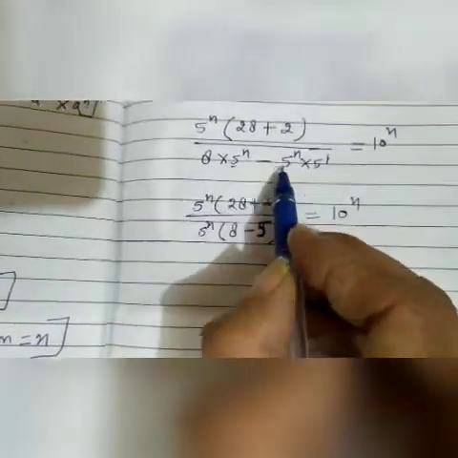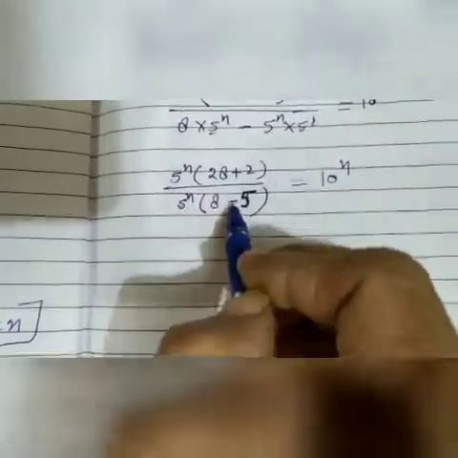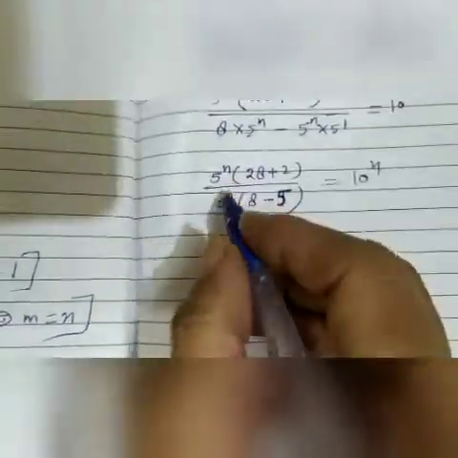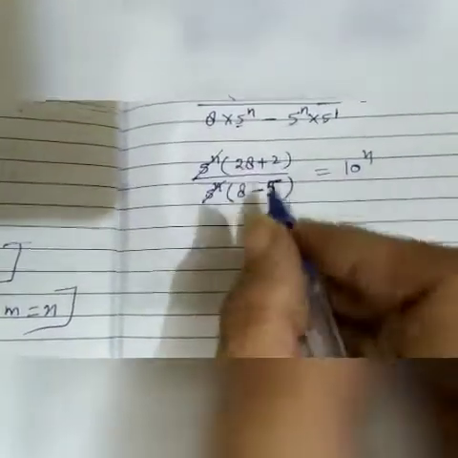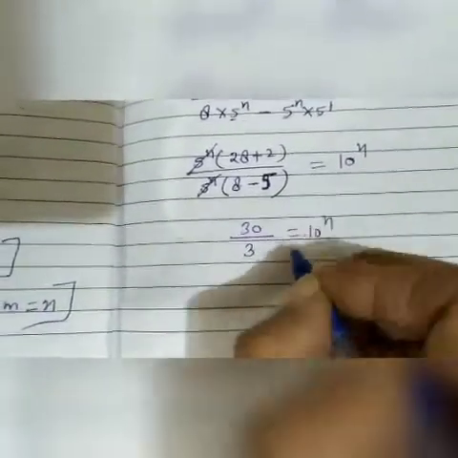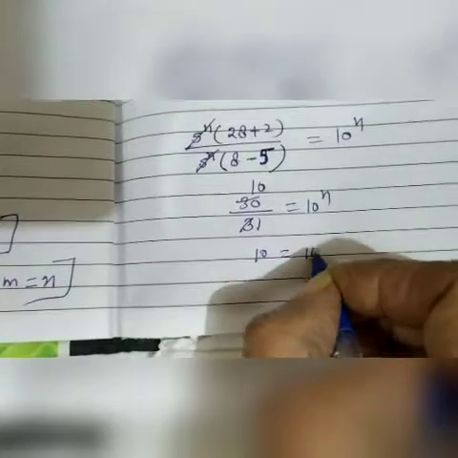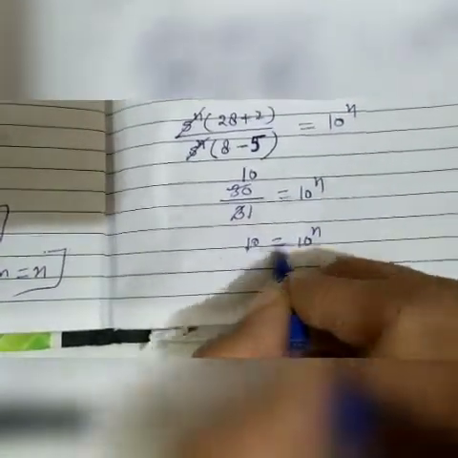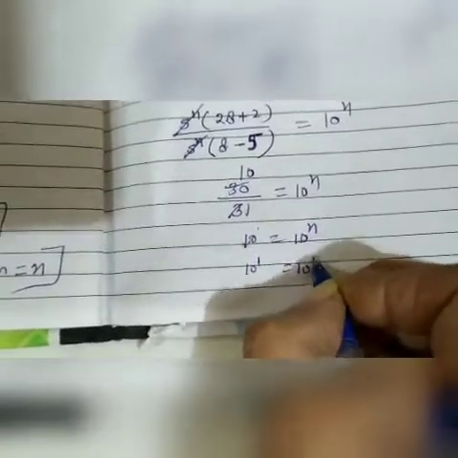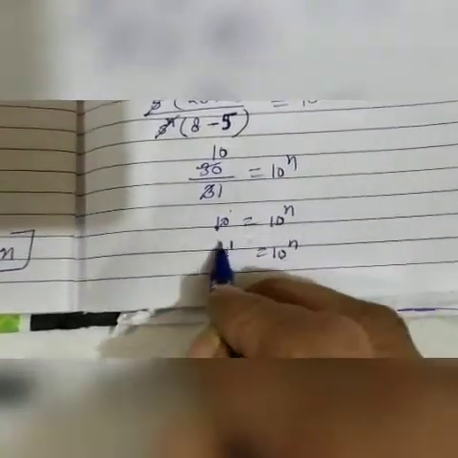See, 5^n is taken common. From the first term what is left? This 8 is left minus this 5^1, and 5^1 means 5. Now this 5^n cancels. 28 plus 2 is 30, upon 8 minus 5, 3, is equal to 10^n. 3 ones are 3, 3 tens are 30. It is 10 equal to 10^n. See, both side bases are the same. 10 means 10^1. We can write it 10^1 equal to 10^n. Again, bases of both the sides are equal, so n is equal to 1.